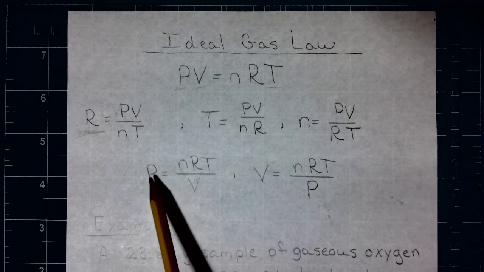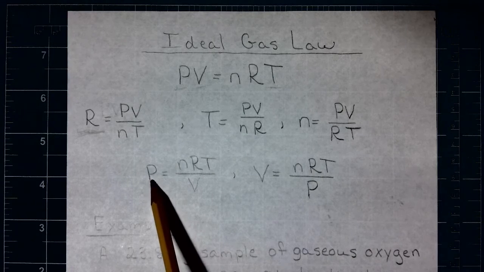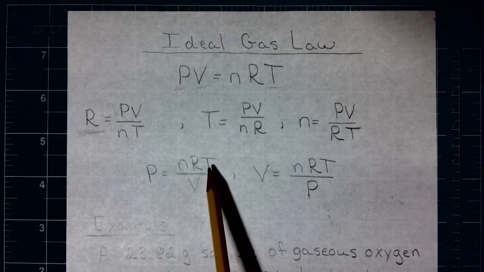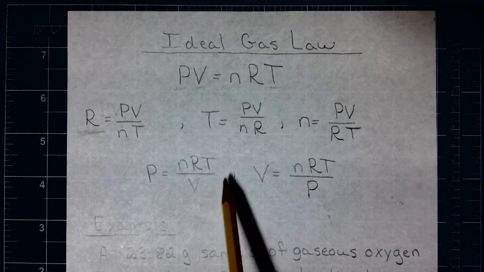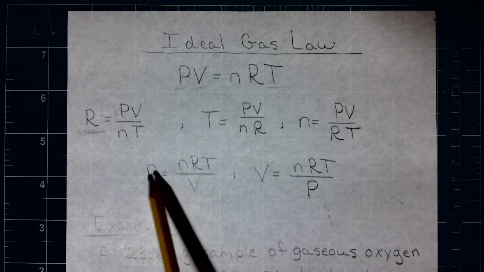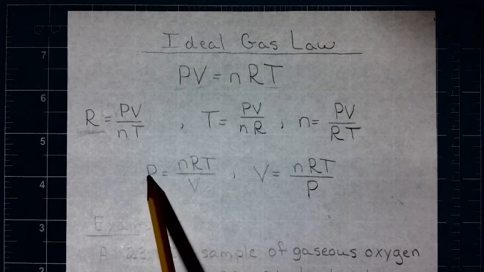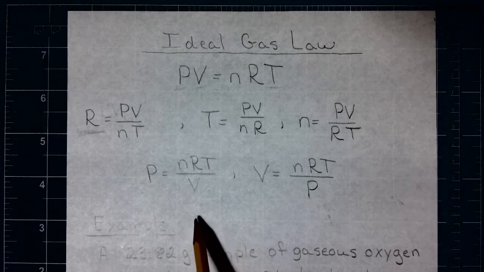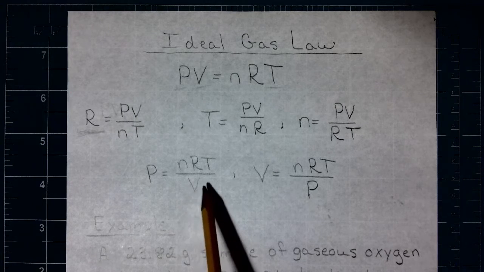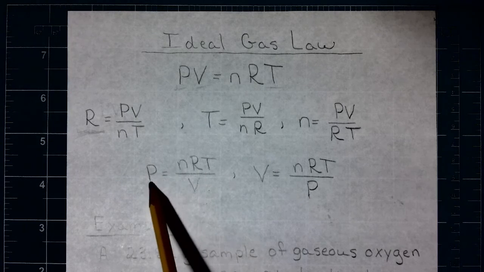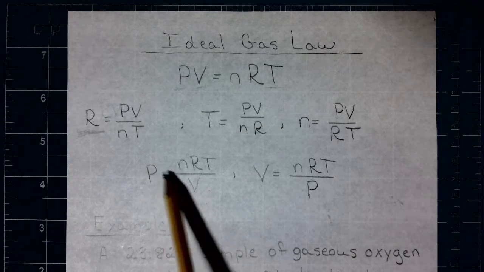And we'll always be able to see that, for instance, with pressure and temperature here, when the temperature goes up, this whole value goes up and the pressure goes up. So these are directly proportional. Whereas with the pressure and the volume here, when the volume goes up, this whole value goes down and the pressure goes down. This is what's known as inversely proportional.